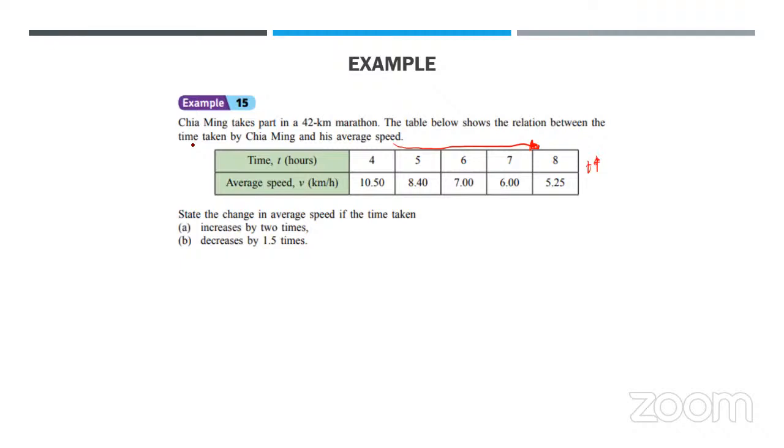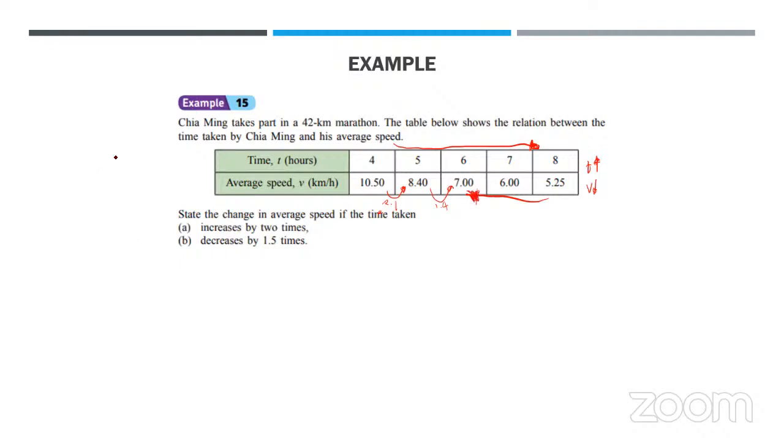Now, look at the average speed. The units are in kilometers per hour. We can see that for every consecutive hour, it decreases from 10.5 kilometers per hour to 8.4 kilometers per hour. We get a decrease of about 2.1 km per hour. And from 8.4 to 7, we get a decrease of 1.4 kilometers per hour. So we can conclude that the velocity or speed decreases as time increases. It goes that way.